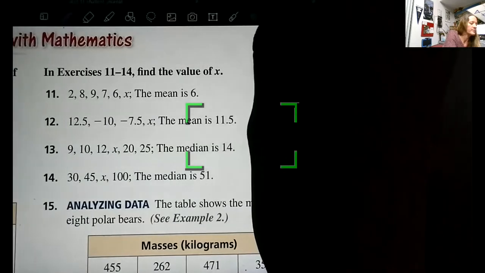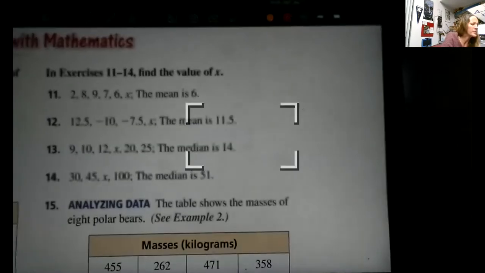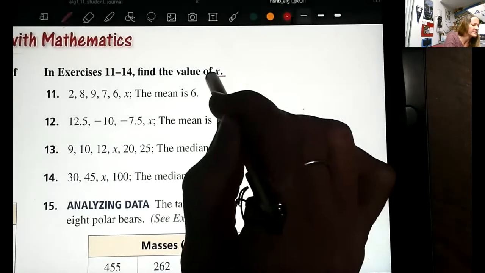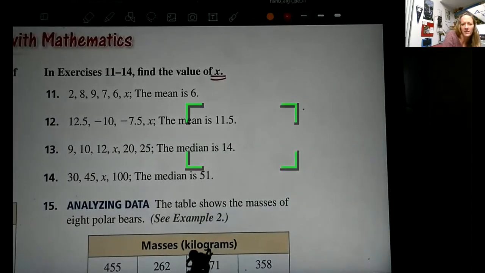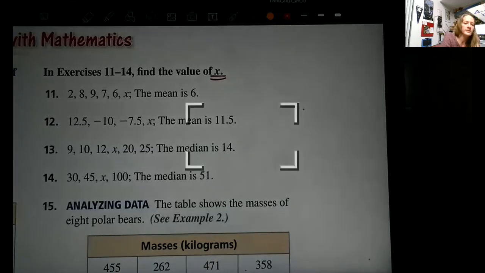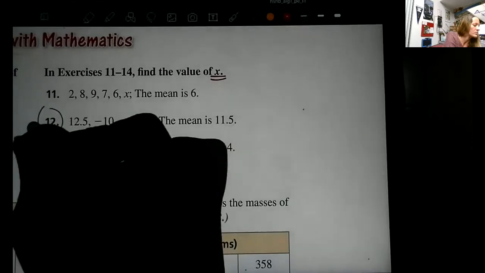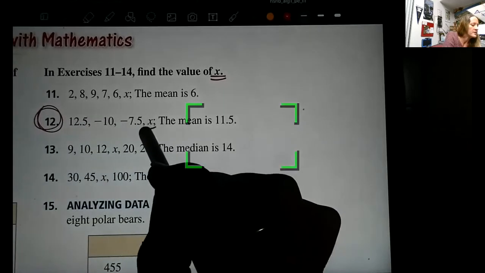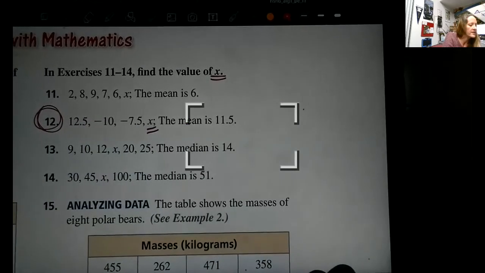So let me get a red pen out just because I normally do examples. And this is a little weird because it says find the value of x. Why is x even a part of this? It wasn't in the lesson at all. Well, wait, it's algebra. X is unknown. Okay, we're missing something. What are we missing in number 12? What we're missing is one of these data points. We have 12.5, -10, -7.5. We know that the mean is 11.5.